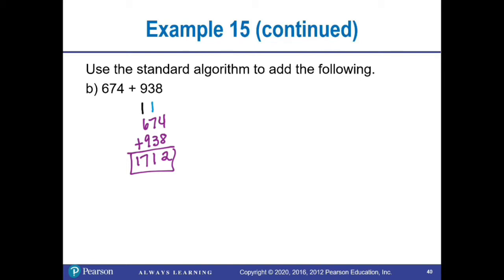Again, we focus on regrouping or trading. So 4 plus 8 is 12. I trade for 2 ones and a 10 that I added to the tens column. 1 plus 7 plus 3 is 11, but I have to regroup or trade. So I trade 11 tens for 10 tens and 100 in the hundreds column. Then 1 plus 6 plus 9 is 17.